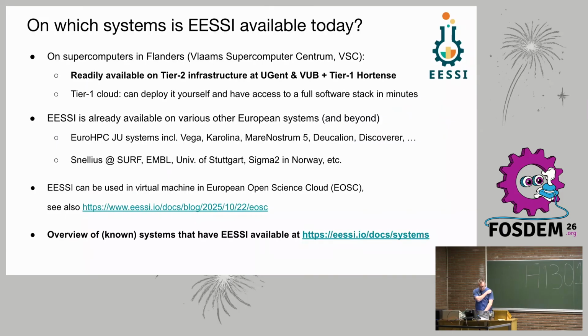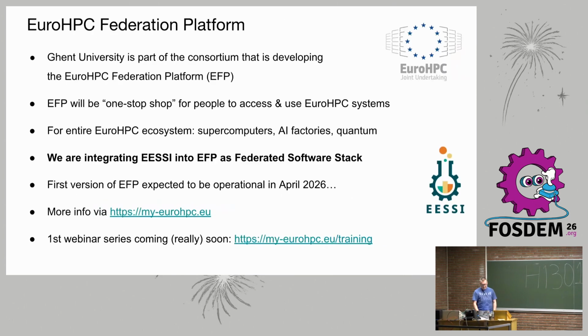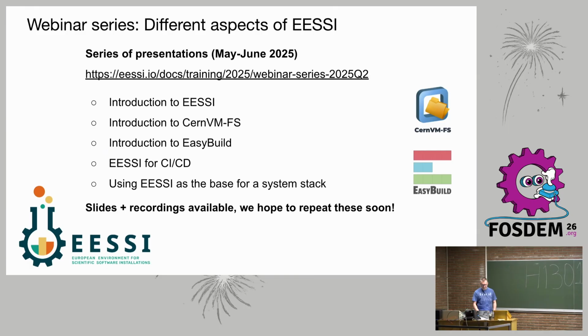EESSI is already available all across Europe in the cloud, on the big European systems. There's a list in our documentation. And it is part of the Euro HPC Federation platform, so Ghent University is being paid to integrate it into this new platform, which doesn't exist yet. It's coming end of March. And it's essentially a one-stop shop, one central point to access European supercomputers. EESSI is going to be part of this.